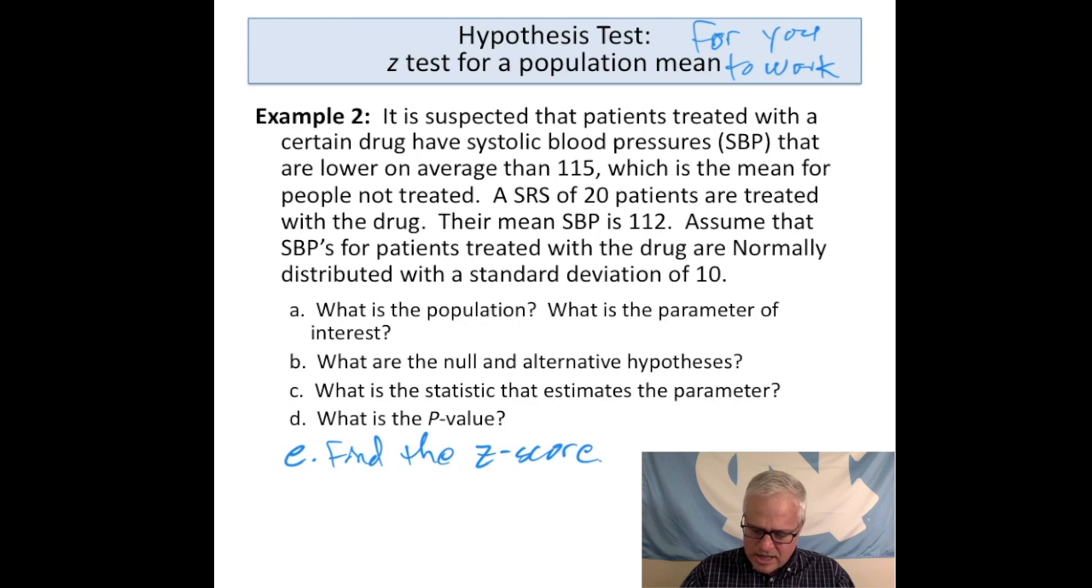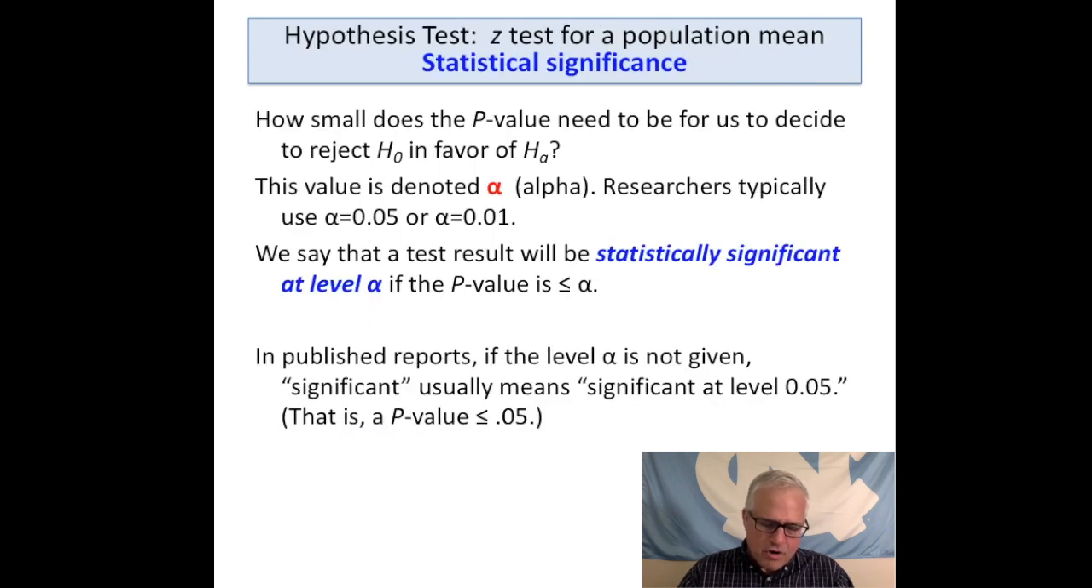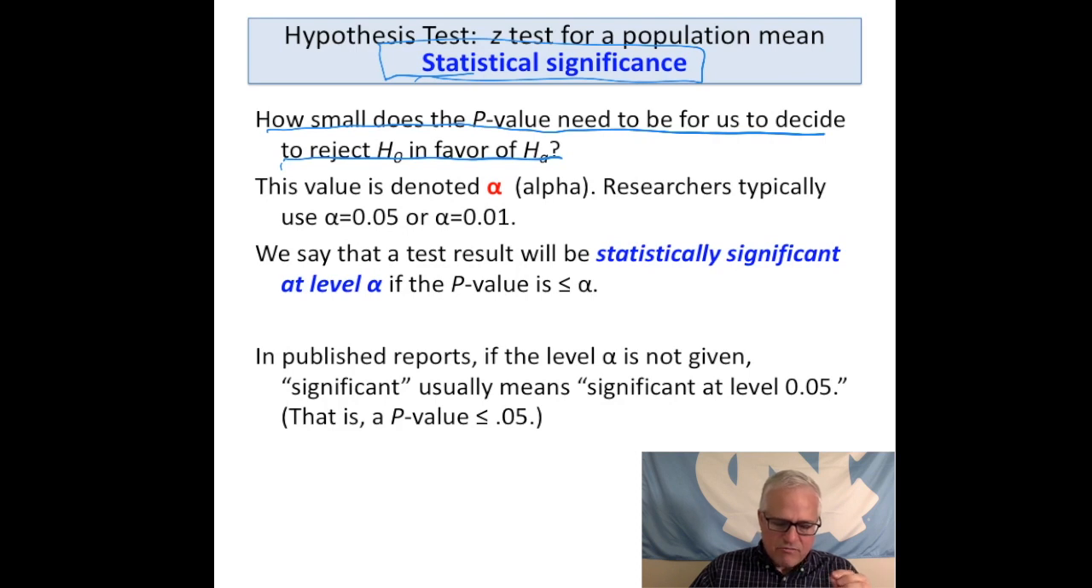Okay, 2 more slides. First, this statistical significance, this alpha I've been talking about, we want to answer the question, how small does the p-value need to be for us to decide to reject H0 in favor of the alternative hypothesis? And the answer is we set this number ahead of time. Common numbers to use, we haven't called it alpha every time, but we've been using a cutoff of 0.05. Okay, it's also common to use 0.01. It's common to use other numbers as well.